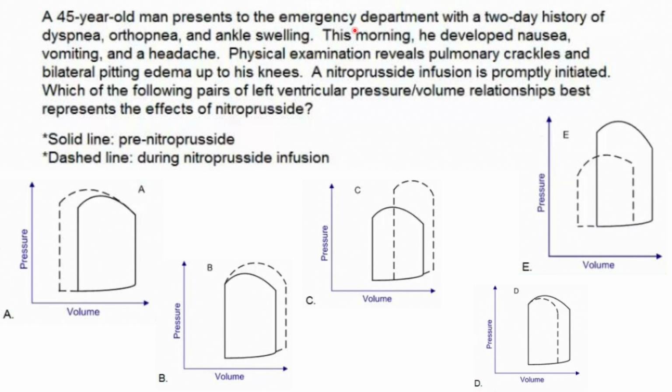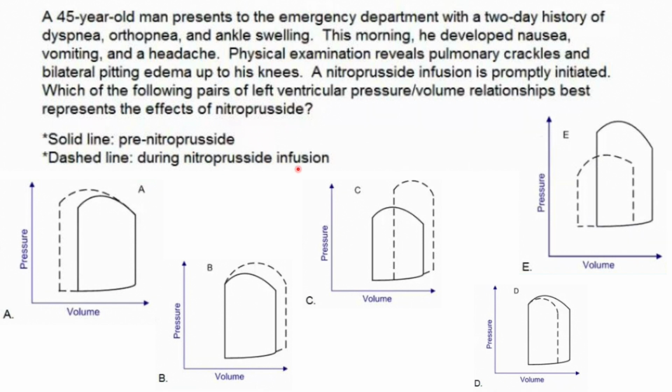Now I'm going to do another question and then move on to this page of First Aid. A 45-year-old man presents to the ER with a 2-day history of dyspnea, orthopnea, and ankle swelling. This morning he developed nausea, vomiting, and a headache. Physical exam shows pulmonary crackles and bilateral pitting edema. A nitroprusside infusion is promptly initiated. Which of the following pairs of left ventricular pressure volume relationships best represents the effect? The solid line is before and the dashed line is after nitroprusside.